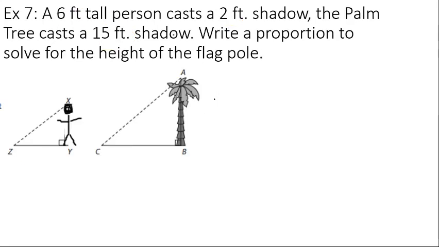Okay, example 7 says a 6-foot tall person. So that means the person is 6 feet. They cast a 2 feet shadow. And it says a palm tree casts a 15-foot shadow. Write a proportion to solve for the height of the palm tree. So the height of the palm tree here is X. Okay, and now we set up a proportion here. There are two ways you can write it out.